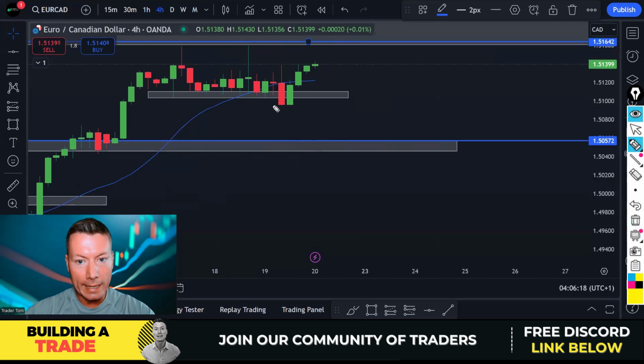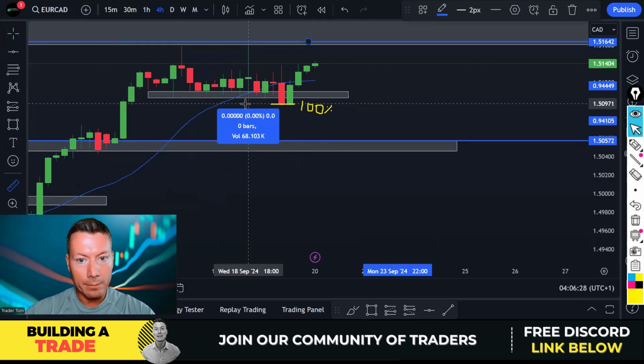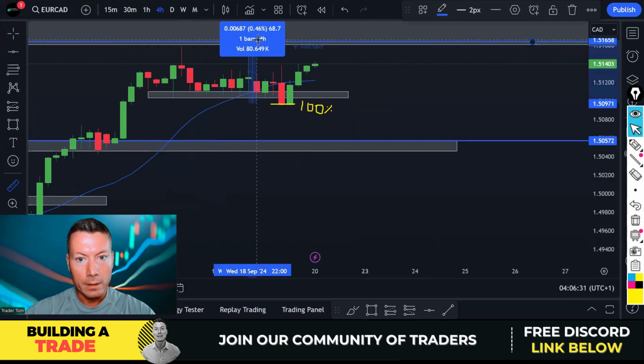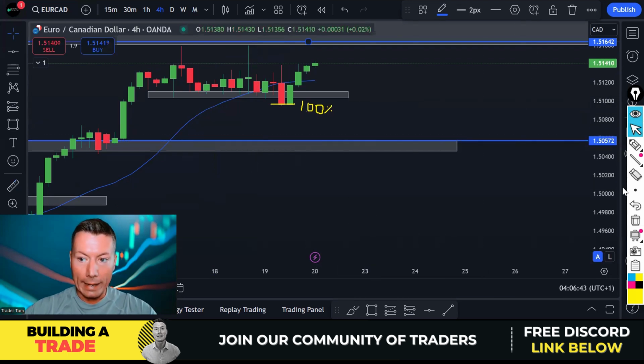Because if I just entered on the break, and let's say I entered 100%, all of a sudden the risk to reward doesn't make sense. I am risking 68, 69 pips to make 40 pips. So the risk to reward is skewed. Now I know that because I have my stop loss and target.